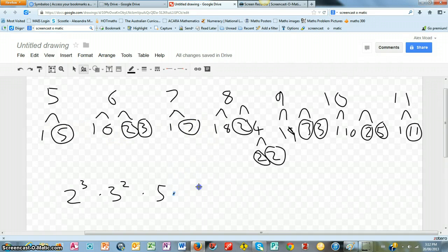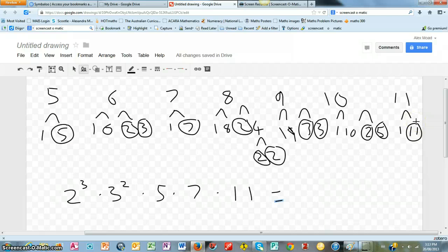The next one circled consecutively is a 7. The next prime number is 7. And there is only 1 that we need to include here. And finally, now we're up to 11. We also need 1 11. So if you did this multiplication, 2 cubed times 3 squared times 5 times 7 times 11, you would come up with the lowest common multiple of all of these numbers.